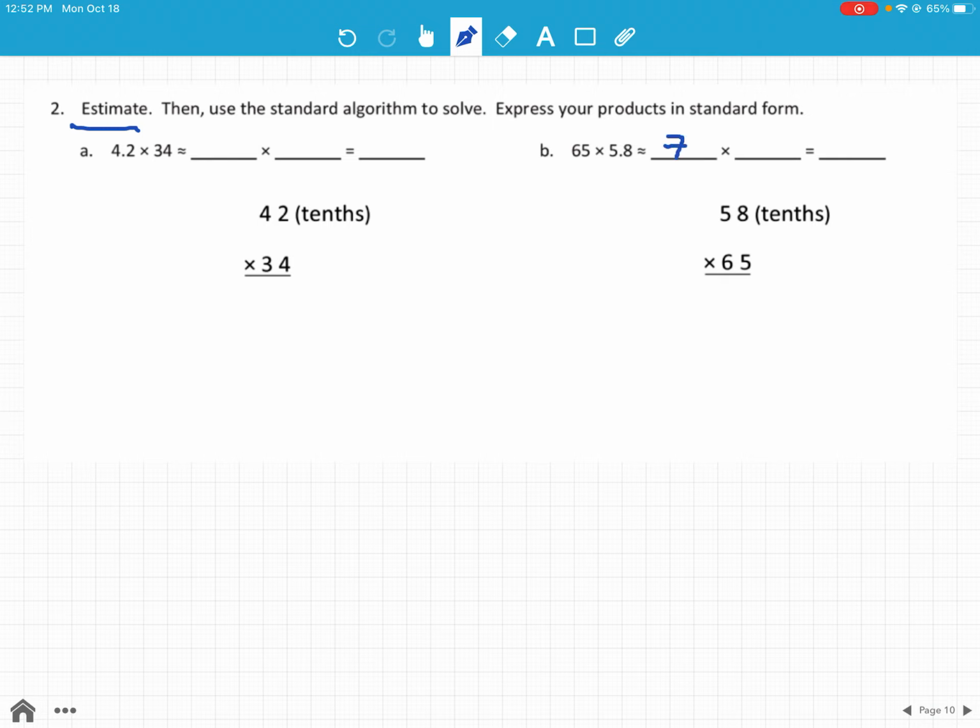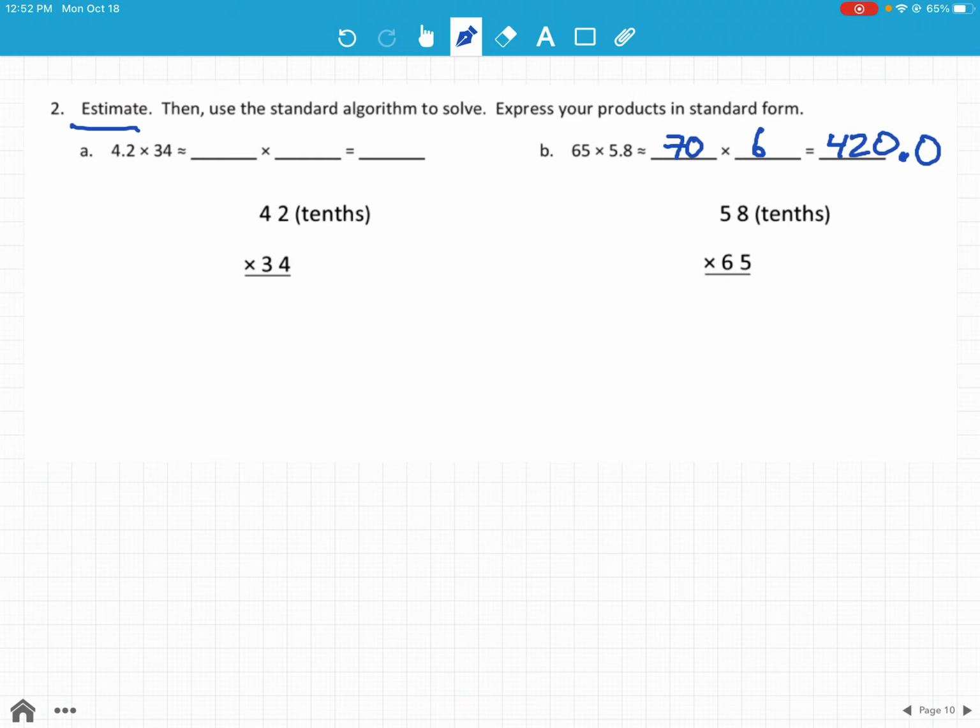All right, so I'm going to round this to 70 and round this to 6, rounding up both of them so that I know my estimation is going to be greater. And 7 times 6 is 42 with 1 0. So my answer should be 420 and 0 tenths.